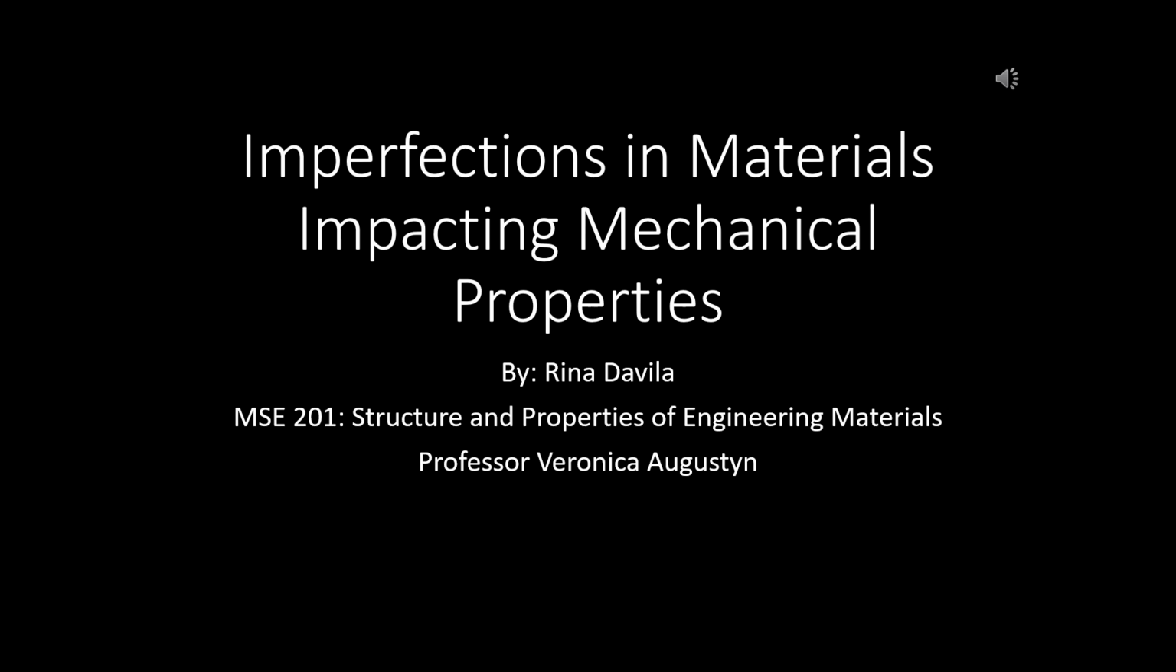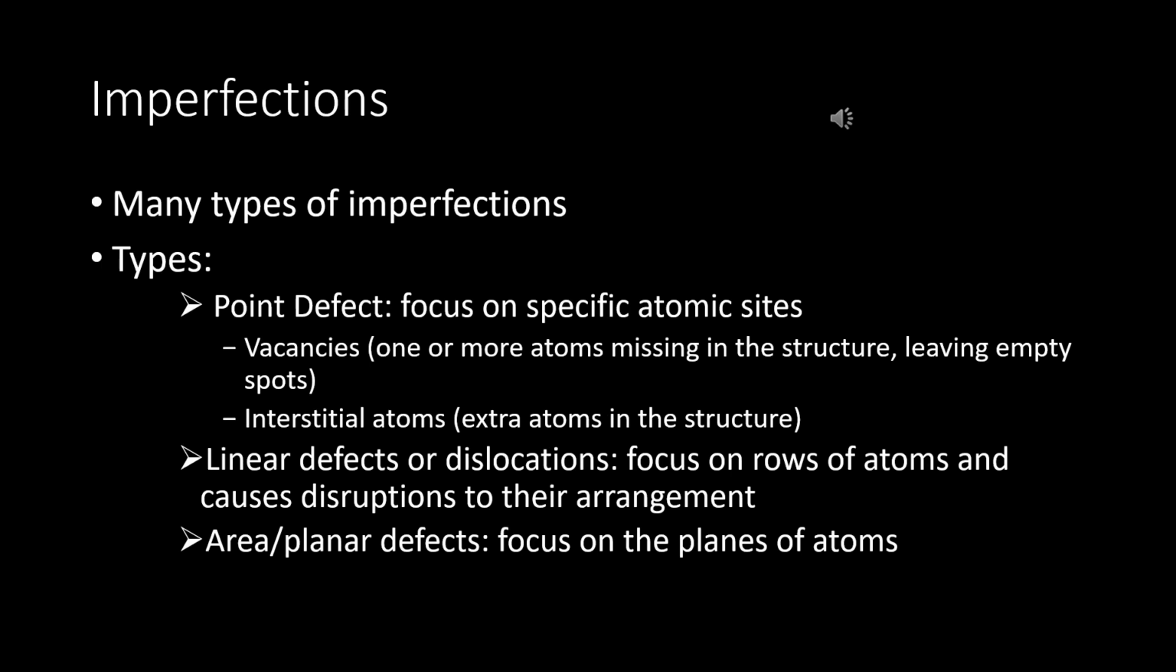In this video, I'll be talking about imperfections in materials and how they impact mechanical properties. There are many types of imperfections that can be found in materials. You can have imperfections known as point defects that focus on specific atom sites, and these include things like vacancies, which is when there is an atom or atoms missing in the structure, leaving empty spots. Furthermore, another type of point defect are interstitial atoms, which are extra atoms in the structure.